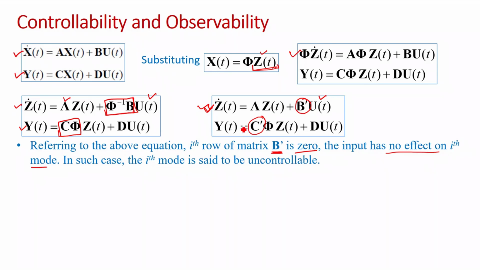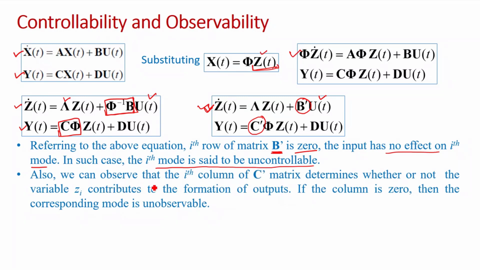So that means the ith mode becomes uncontrollable when the ith row of the B dash matrix becomes 0, right? Similarly, we can observe that the ith column of the C dash matrix determines whether zi contributes to the formation of the output. That means this is your mode matrix, which says whether it is contributing to the output or not, that is, whether it is observable in the output or not. This will be decided by this C dash matrix, right?